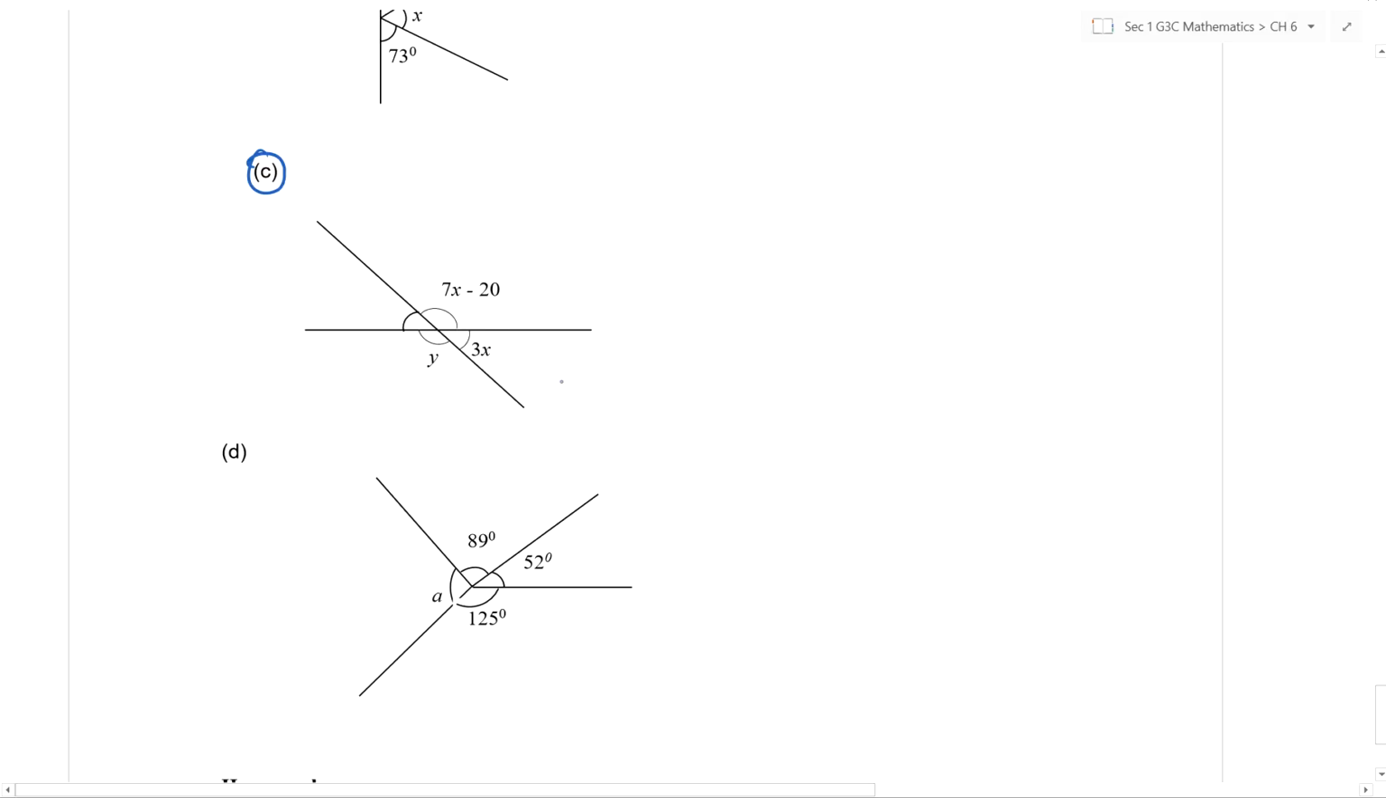We can see that there are a few pairs of adjacent angles on a straight line. So we know that 7x minus 20 plus 3x should give us 180 degrees. We know that 7x minus 20 plus this unknown angle will also give us 180 degrees. Similarly, for this angle plus y, still 180. And finally, the sum of these two angles will also be 180 degrees. We also know that there are two pairs of vertically opposite angles, meaning 7x minus 20 will be the same as y. Finally, 3x over here will also be equal to this unknown because they are vertically opposite.